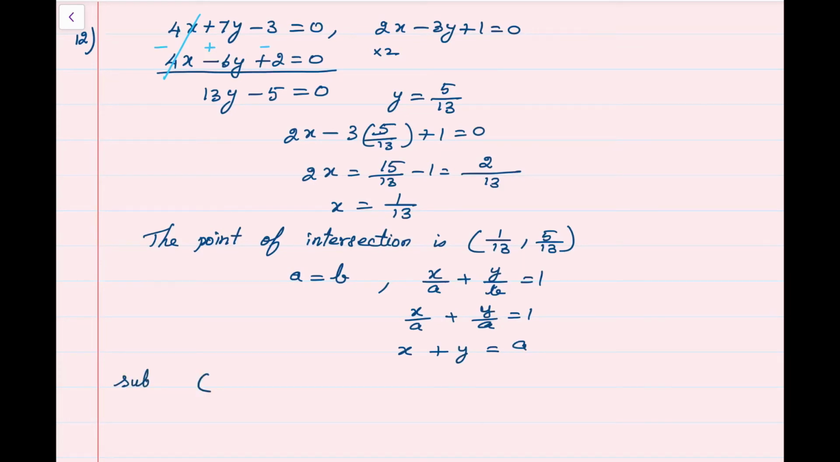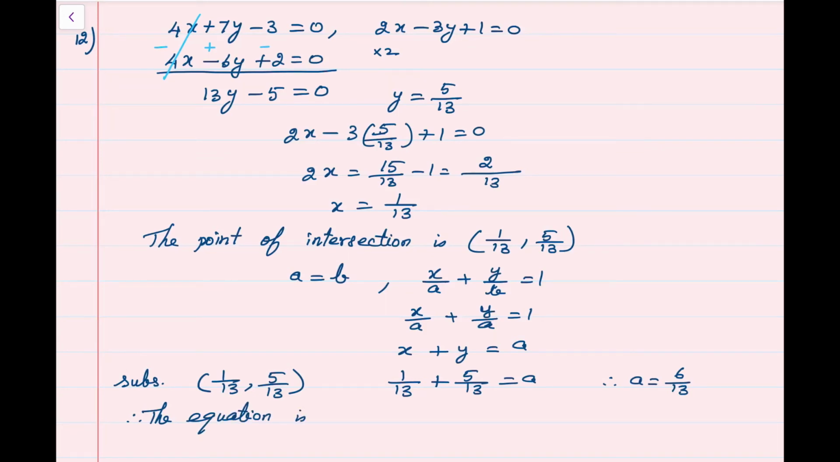We will substitute 1 divided by 13, 5 divided by 13 in this equation because the line passes through this point. 1 divided by 13 plus 5 divided by 13 is a. Therefore, the a value is 6 divided by 13. Therefore, the equation of the straight line is x plus y is equal to a. We can write the answer as 13x + 13y = 6.